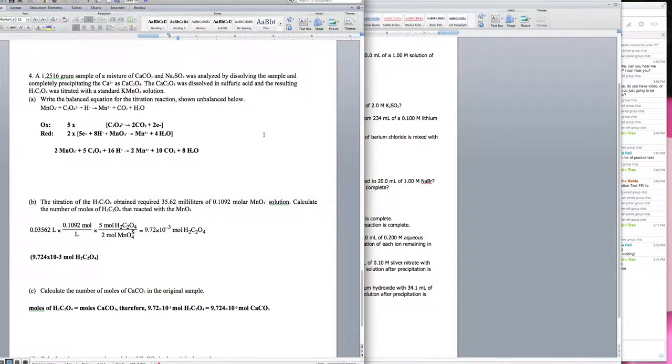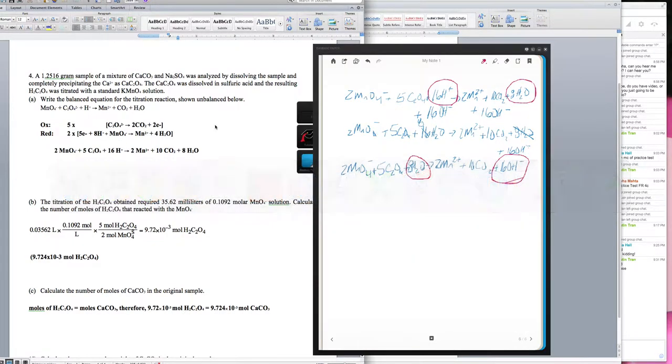You're talking about why you take the H2 out of the C2O4, Julia? You're talking about why you went from H2C2O4 to just C2O4? Yeah. Because this is a polyatomic ion. This is the oxalate ion. It's a polyatomic, so it's ionic.